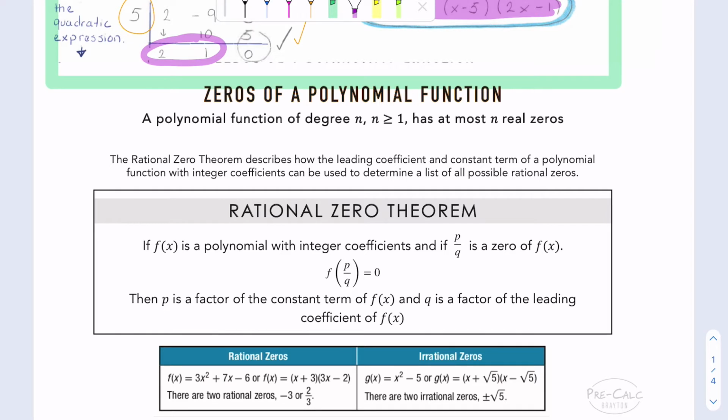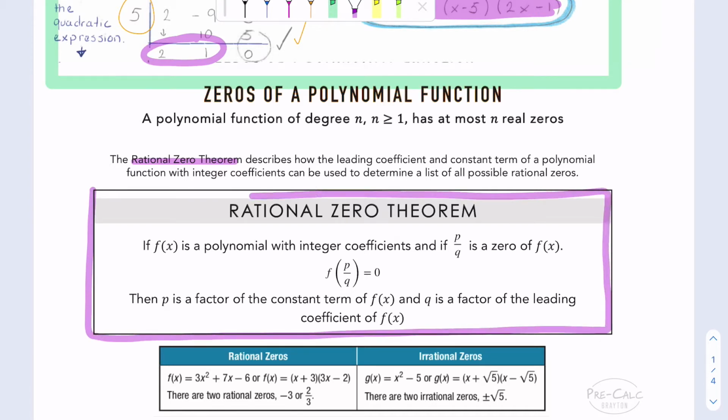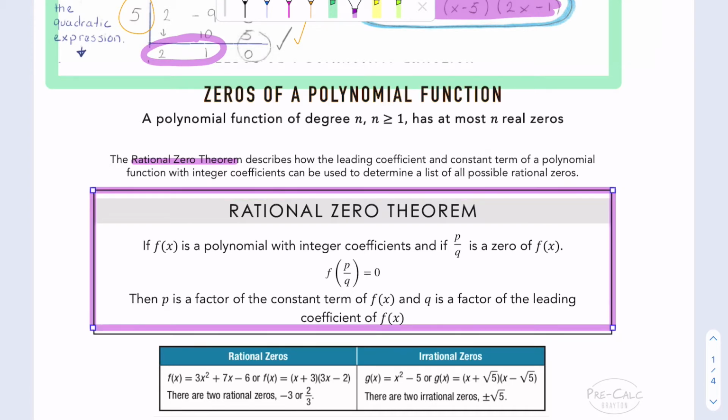Next, we're going to talk about the rational zero theorem. So the rational zero theorem describes how the leading coefficient and the constant term of a polynomial function can be used to determine a list of possible rational zeros. And I'm going to skip reading over this for now. I want to go over an example. I think it will make more sense once you see one of the examples.